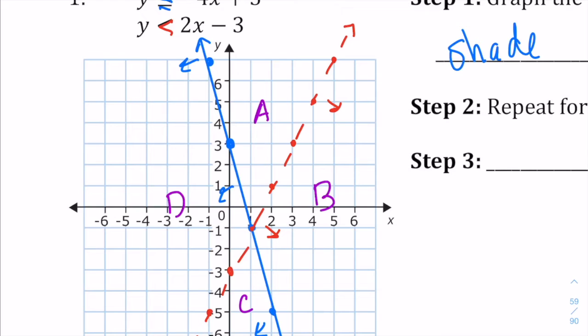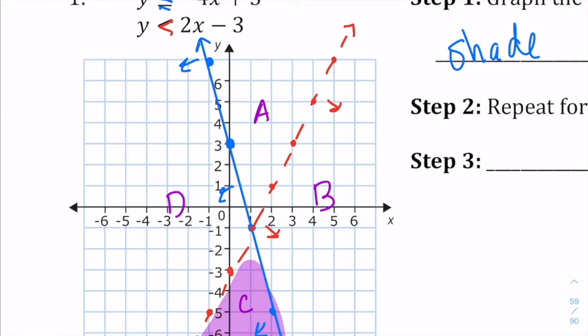In section B, the red line is pointing towards it, but the blue line is pointing away. In D, the blue line is pointing towards it, and the red line is pointing away. But if we look at C, C is where both red and blue lines are pointing. So that is where we're going to shade. I'm going to shade that section in there. That is our feasible region. That is the solution to the system of linear inequalities.